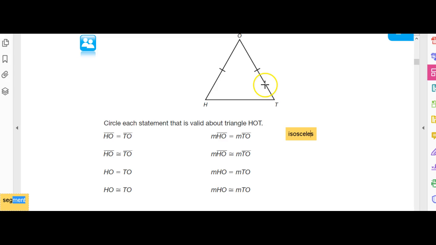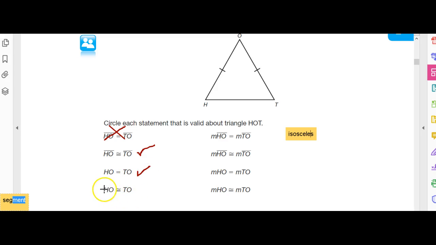We would never say that two segments are equal if they're different. They're not different in length, but they are different in location. So they are not the same segment, so they are not equal. This one says that segment HO is congruent to segment TO. Aha, that's true. The segments are congruent. This one says that the distance between H and O is equal to the distance between T and O. That is correct. The distances are equal.